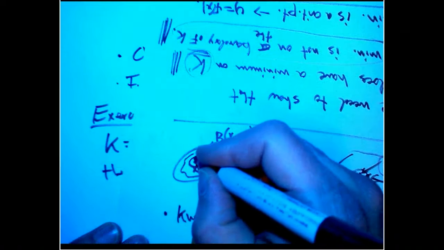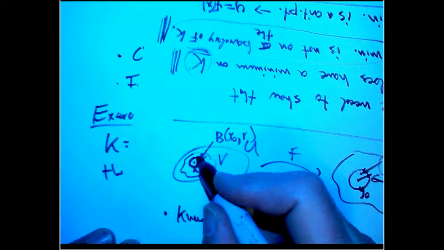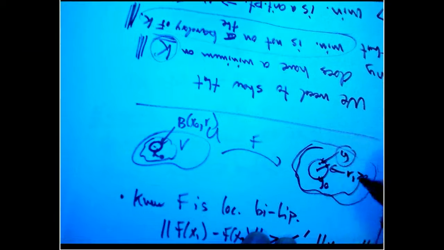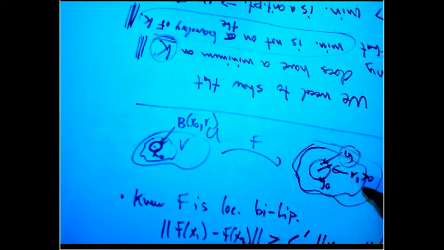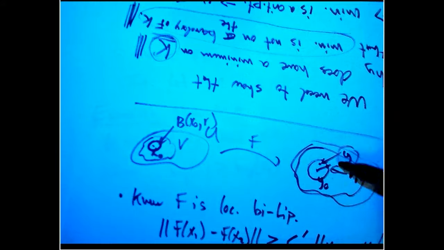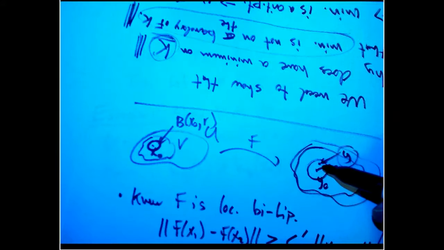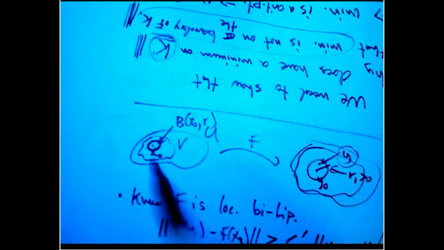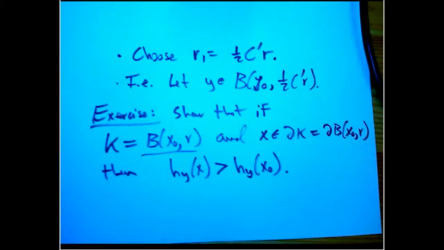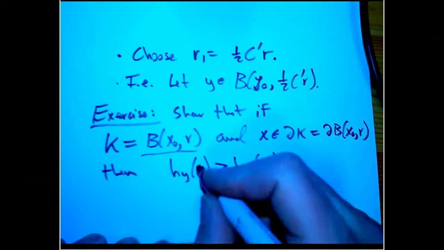So remember, what we're trying to show is that when I map these over, they should go far enough away from y naught that they can't possibly come even close to hitting y. And therefore, something else in the middle must hit y.